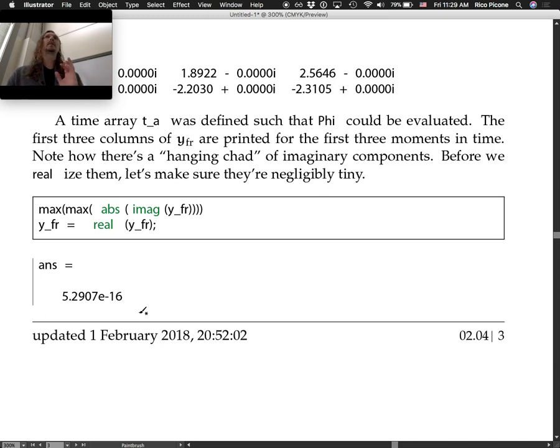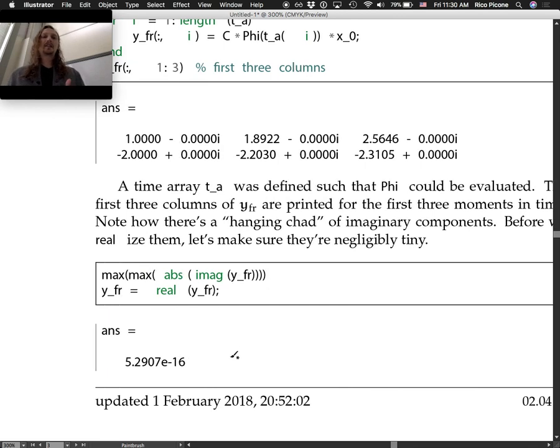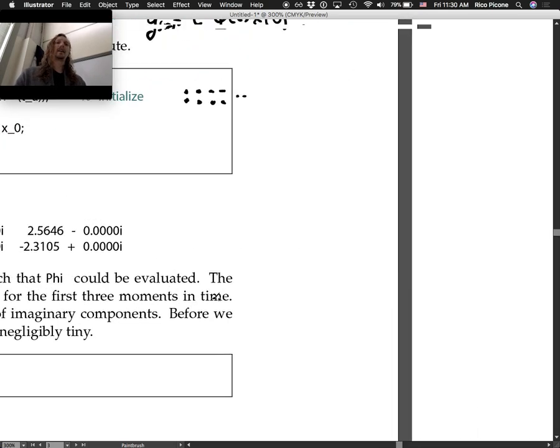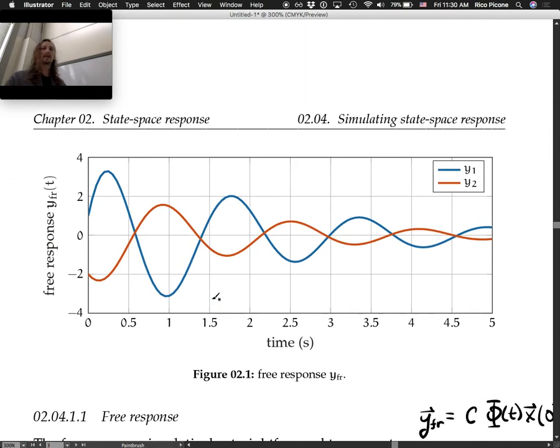This was just a check. I mean, I knew that it was supposed to be that way, but it's just a check to make sure that I didn't screw something up. And it is actually small. So that's good. So we checked it and it checked out. So then we can just take the real part of the array. And the real part that remained is plotted in figure 2.1. So that's what we've got right here.